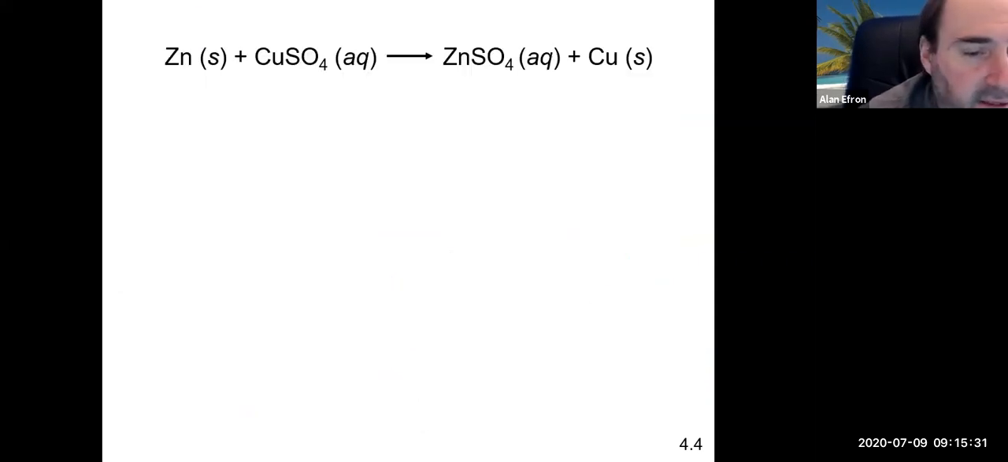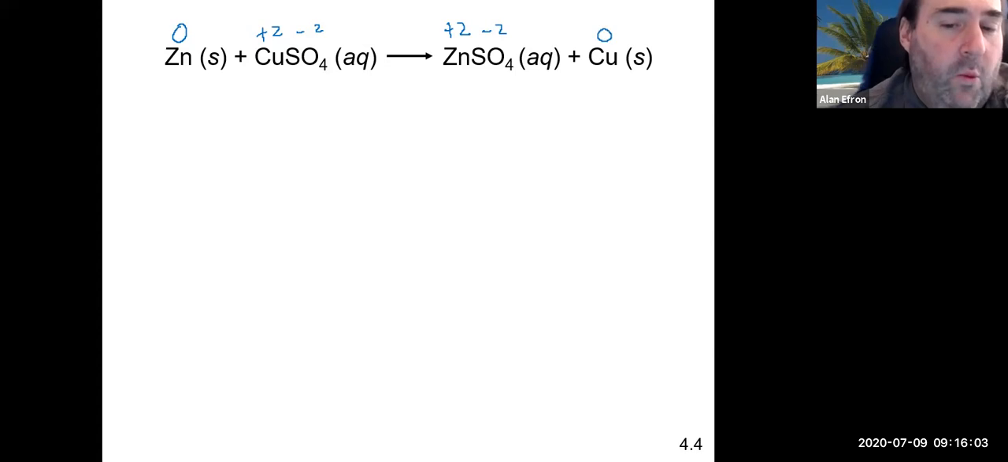So if we look at this reaction, this is a redox reaction. If we look at the oxidation numbers, this is 0. This is zinc in its standard state. Copper 2 sulfate is copper with a +2, and sulfate is a -2 overall. The zinc on this side does gain a charge, it is +2. The sulfate is still -2, and the copper here is 0 when it goes through this.